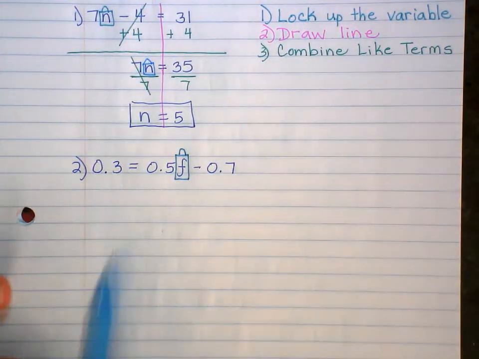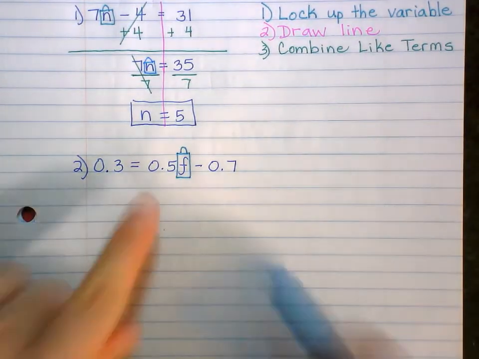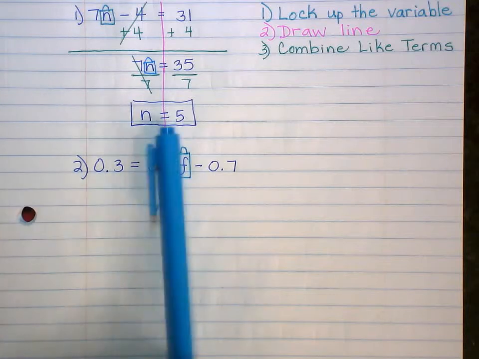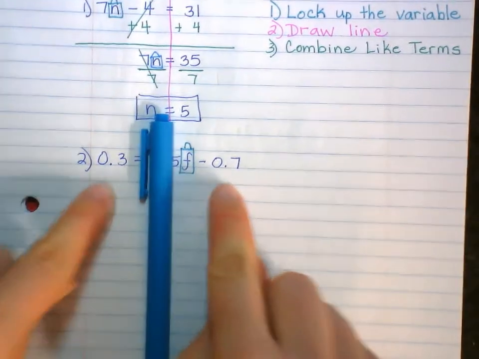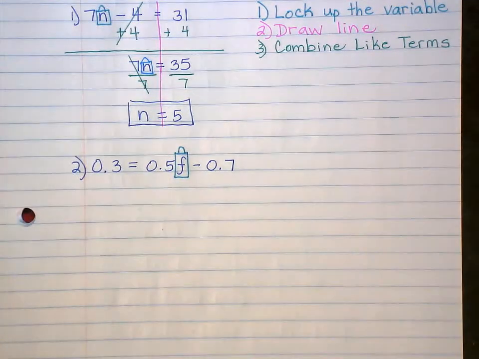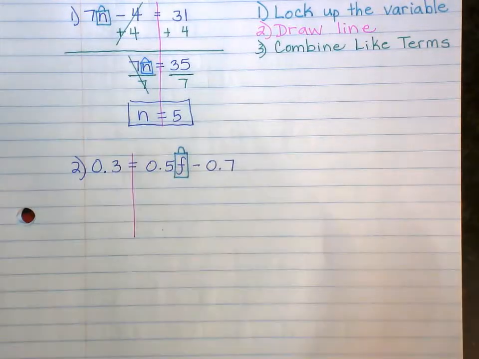Can't touch this. So we're not going to touch this. We lock up the variable and that immediately tells us, okay, this has a variable attached. These don't, so these are our like terms. Step 2, draw the line down that equal sign to separate the two expressions.